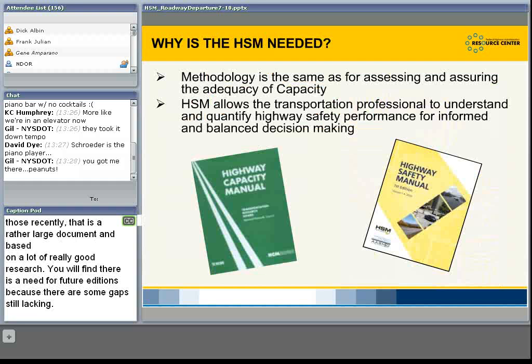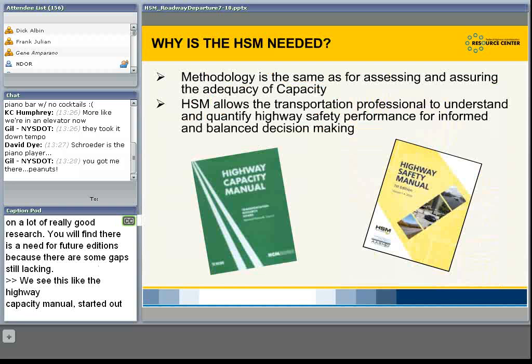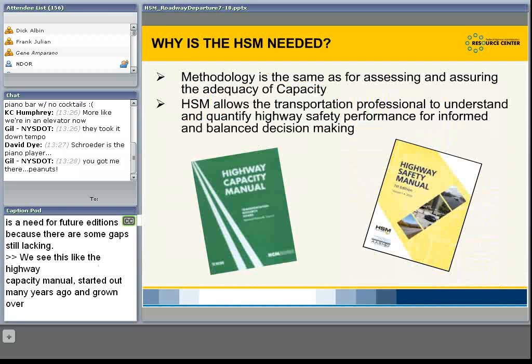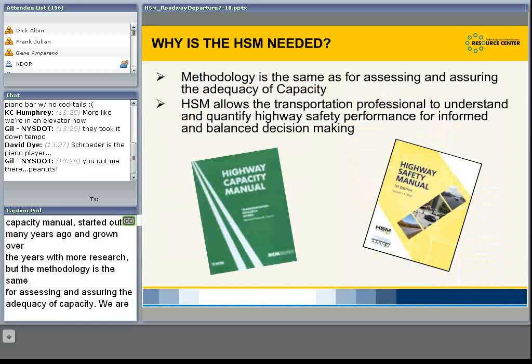We see this kind of like the Highway Capacity Manual. It started out many years ago, and it has grown over the years with more and more research. But the methodology is the same for assessing and assuring the adequacy of capacity as it would be for safety. We're going to move in that same process.